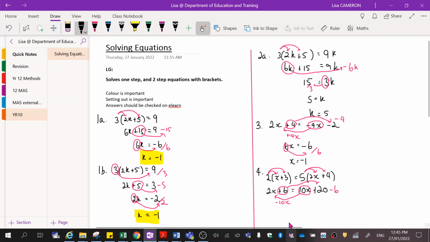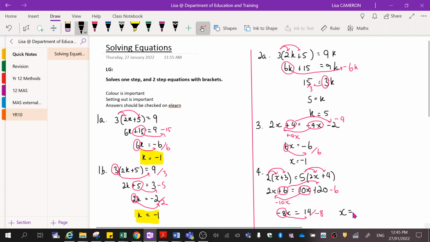Now I'm going to look at what I've got left. So 2x minus 10x will make negative 8x. It's going to be equal to 20 minus 6 will give me 14. Next thing that I can do is I can grab the negative 8, take it to the other side by dividing by 8.